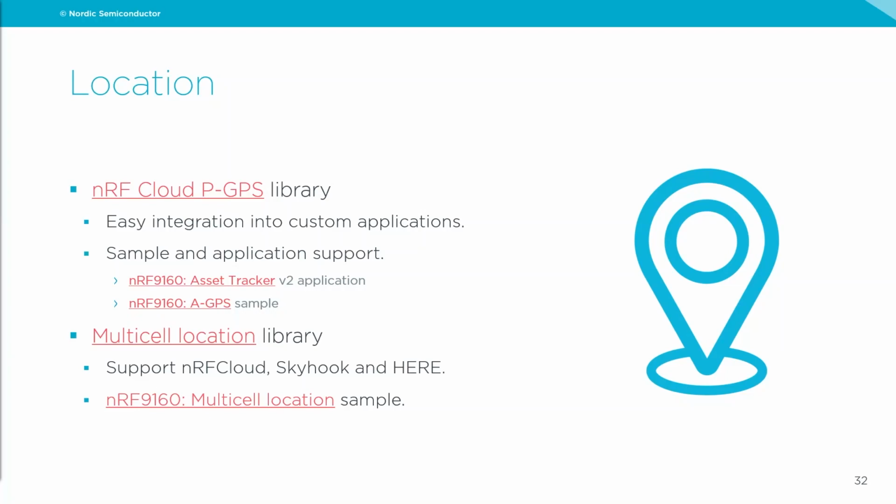In addition to this, we have added what we call multi-cell location. It's more or less using information about the neighbor cells and the neighbor base stations around the device. It's sending that to a cloud service that will do some algorithms and figure out the location of your device and send it back to you. For this, we have also added a location sample that can be found under nRF9160.